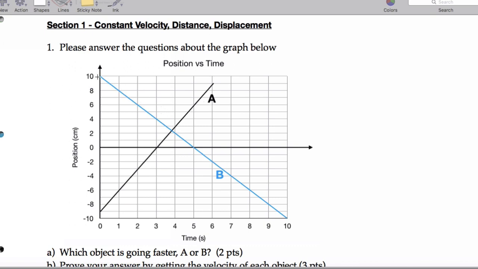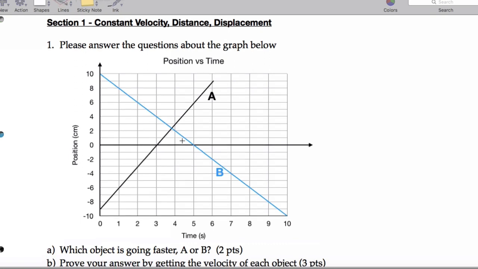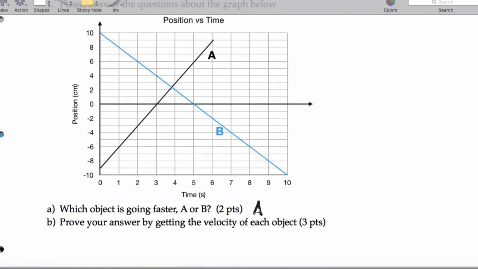Let's compare. So the rise here is 1 and the run is -2, versus here where the rise is 1 and the run is -3. So it looks like A is moving faster. And let's go ahead and calculate that.